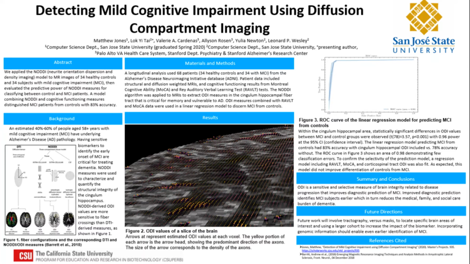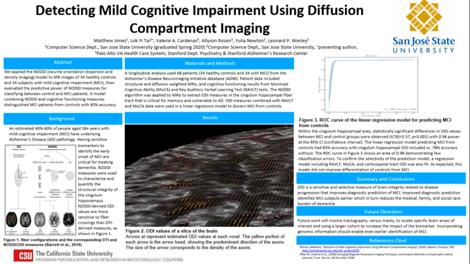NODI has an advantage over traditional diffusion tensor imaging, or DTI, analysis in that when the axons cross over one another, NODI continues to track down the axons. In contrast, traditional MRI has trouble disassociating the crossing fibers.